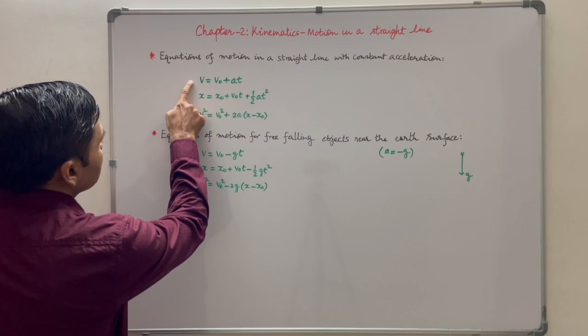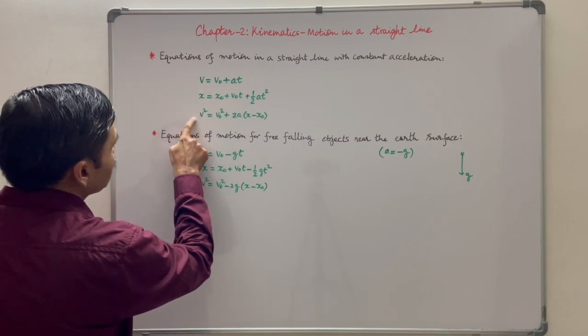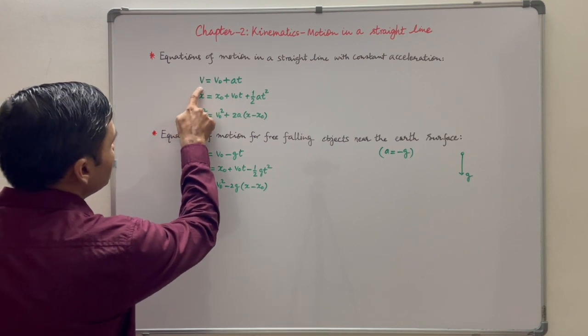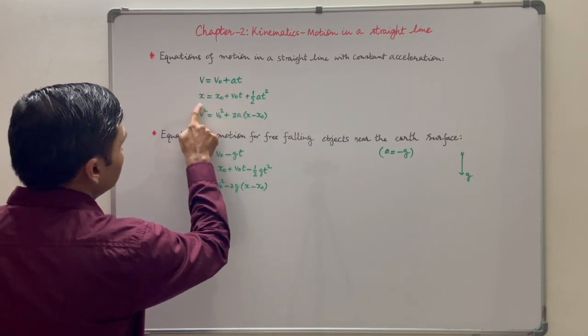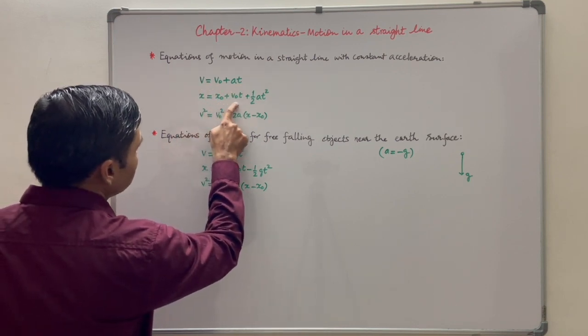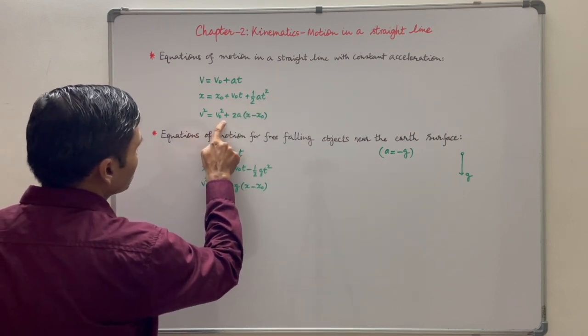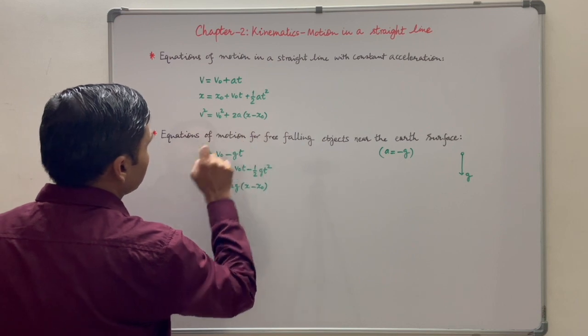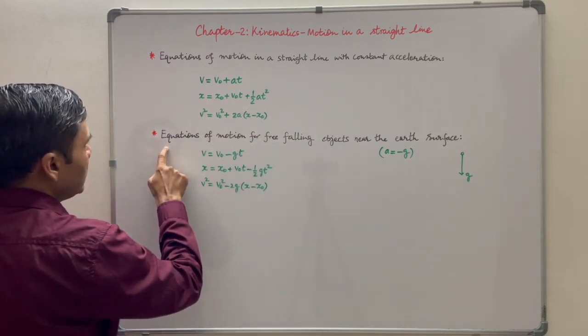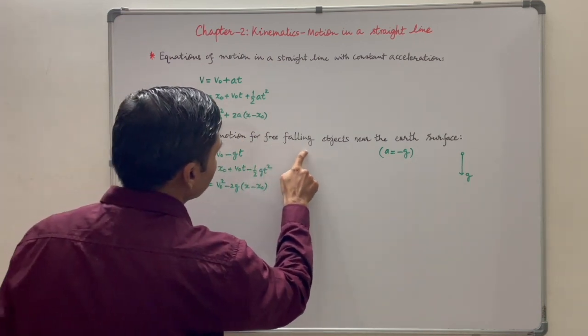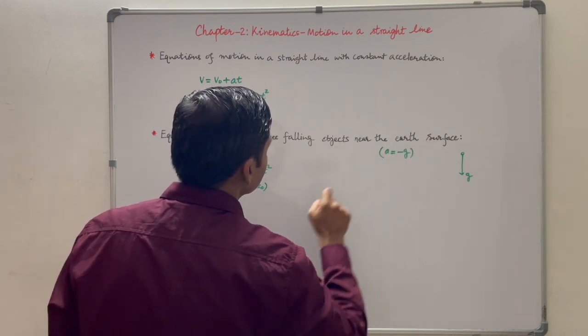Just now we have seen that there are three equations of motion in a straight line with constant acceleration, and they are v = v0 + at, x = x0 + v0t + (1/2)at², and v² = v0² + 2a(x − x0). Now let us see equations of motion for free falling bodies near the Earth's surface.